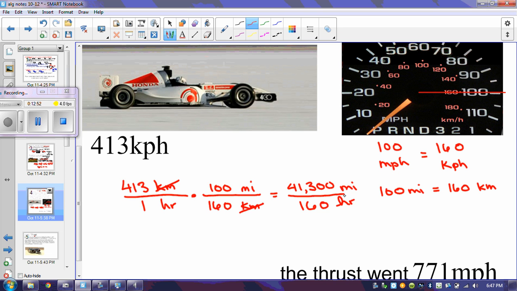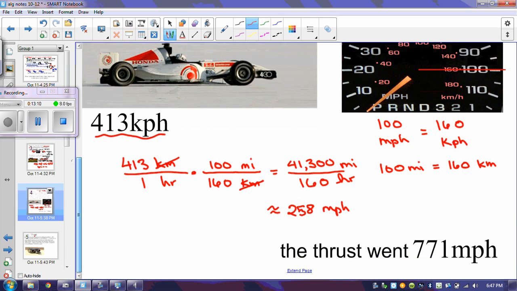So if I divide this out now on my calculator, I'm going to get approximately 258 miles per hour. So when we're looking at these speeds, and it said 413, it looked like, if you weren't paying attention to units, it was going a little bit more than half the speed of this one. But when we actually figure out what it really is, we find out that it's only going about a third of the speed of that jet car that we saw on the other page.